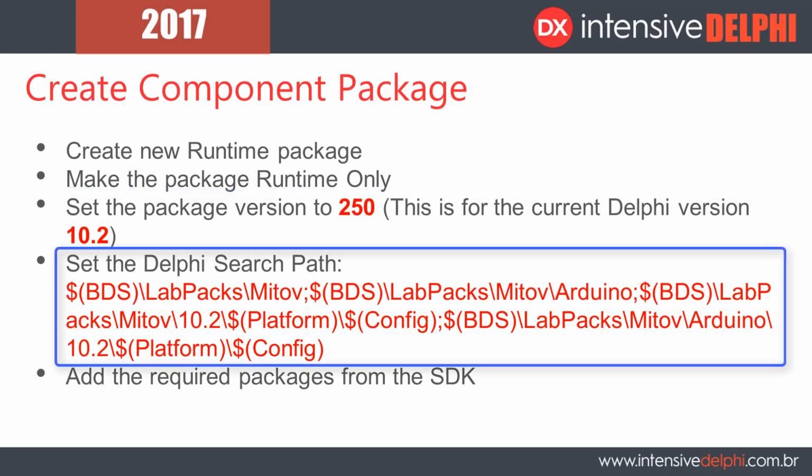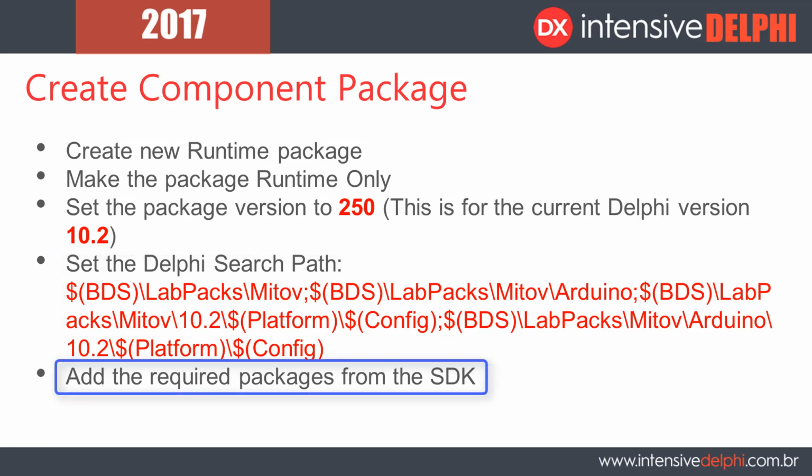We will have to set the Delphi search path for the package, so the compiler will be able to find the files from the SDK. And finally, we will add the required packages from the SDK, so the package will be able to use the units from there.